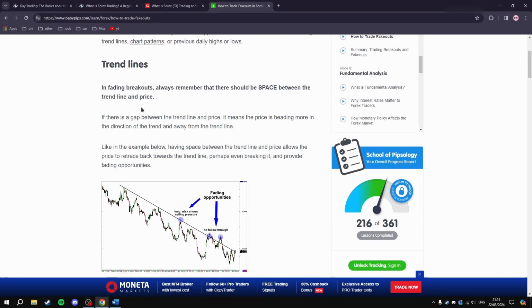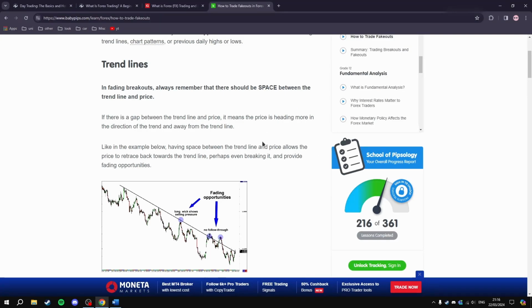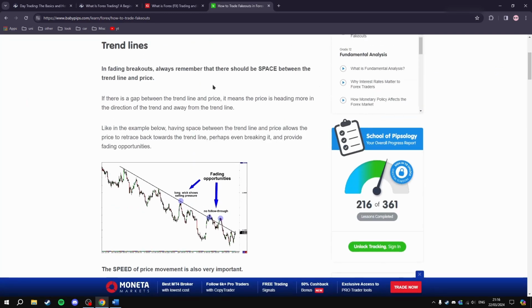Trend lines. In fading breakouts, always remember that there should be a space between the trend line and price. There should be space between trend line and price. So trend line, price, space here, no space, space here, no space, no space.